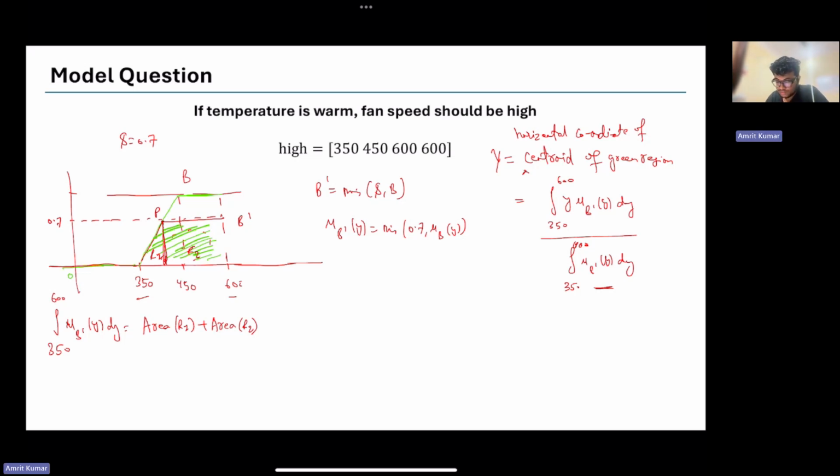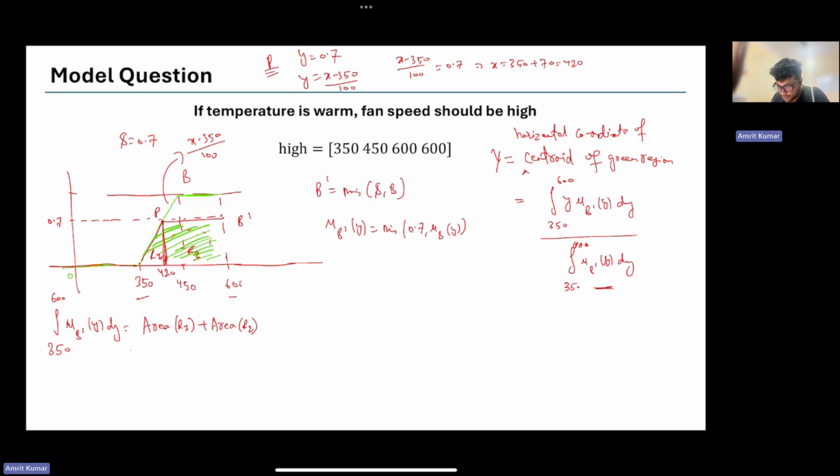So how do we compute the point P? It's nothing but the intersection between y equals 0.7 and y equals this line. And what is the equation of this line? It's x minus 350 divided by 450 minus 350, which is nothing but 100. So x minus 350 by 100 equals 0.7, so x equals 350 plus 0.7 multiplied by 100, which is 70, or in other words, 420. So this is 420. Okay.